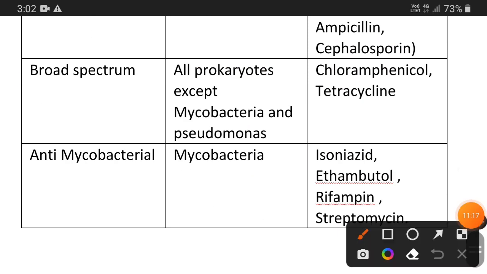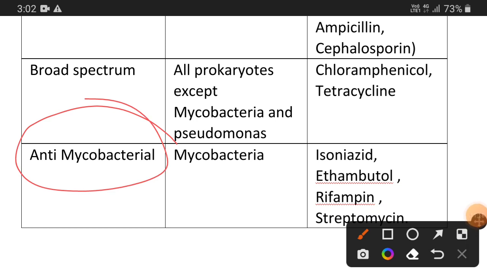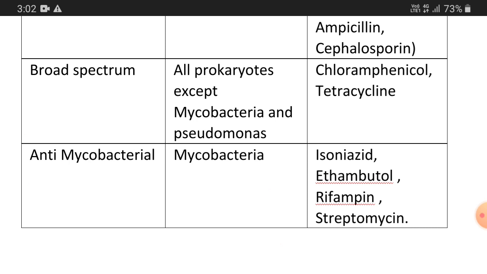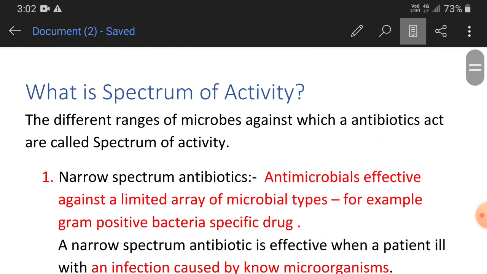And the last one is antimycobacterial, for example, against mycobacteria. Examples of such antibiotics are isoniazid, ethambutol, rifampicin and streptomycin. So that's it for today, friends. Today we have discussed the spectrum of activity.